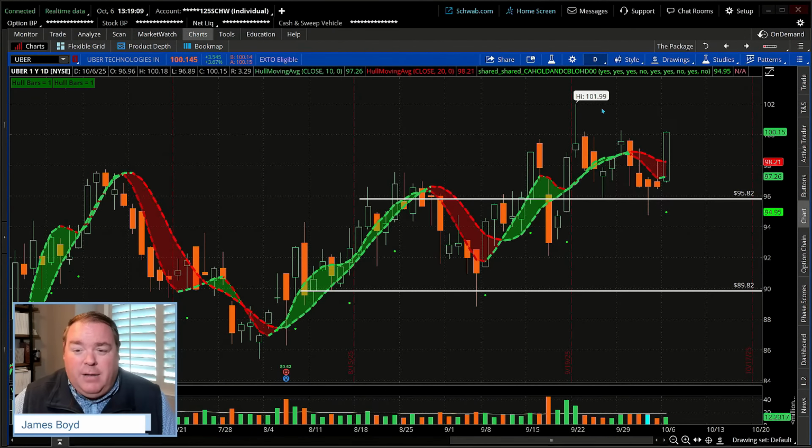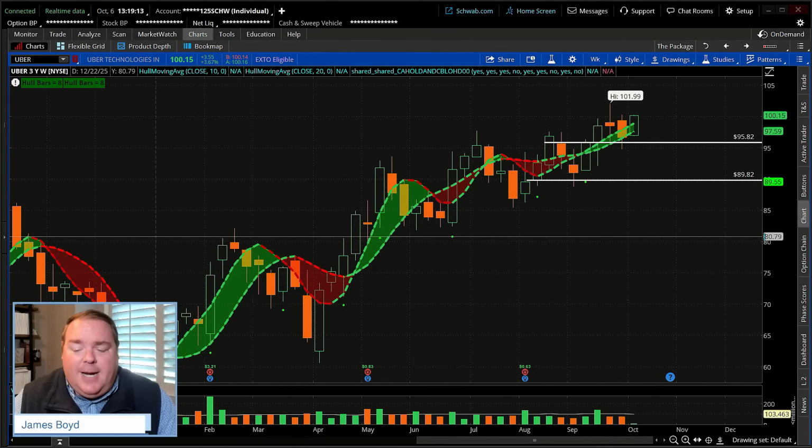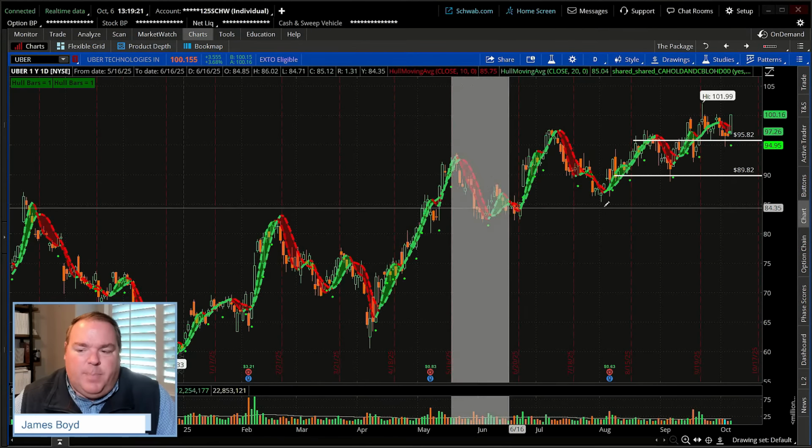If we go back and look at this on maybe a 3-year weekly, is it showing a little trend to the upside? Now, if you take a look at that, we're going to go back and we're going to add to the position.